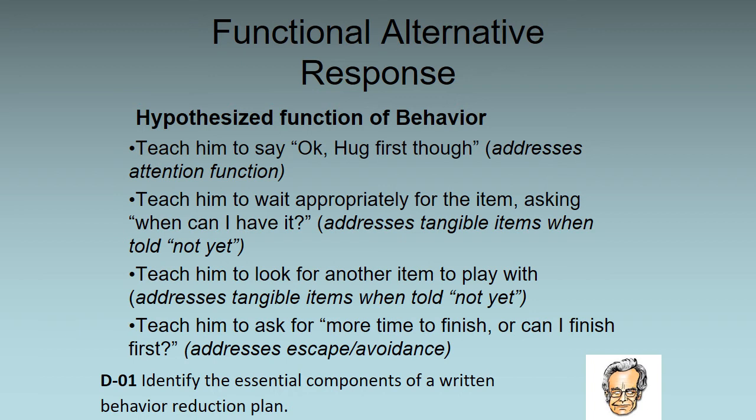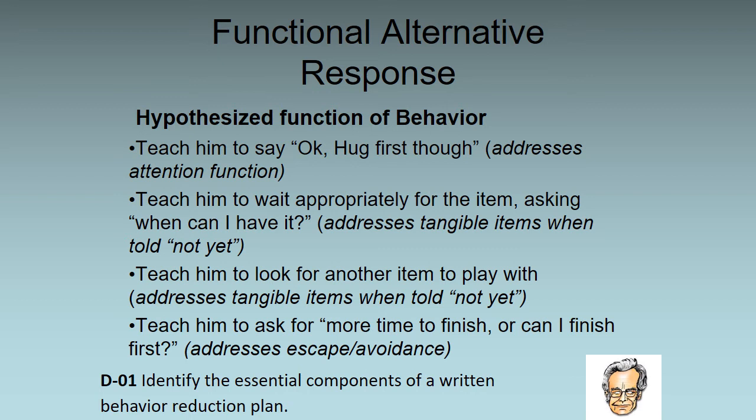The functional alternative responses. This is what we're going to have the person do instead. In most reports, or most goal lists, they're going to have goals that relate to these. So for example, let's go through these and we'll talk about what the goals might be in the goals list. So teach him to say okay. Hug first. We could teach him to do that. This would address the attention function. This would allow him to get adult attention in a much more appropriate way.